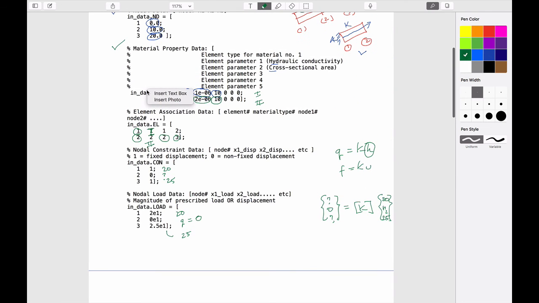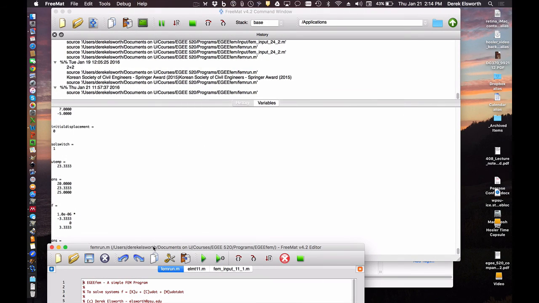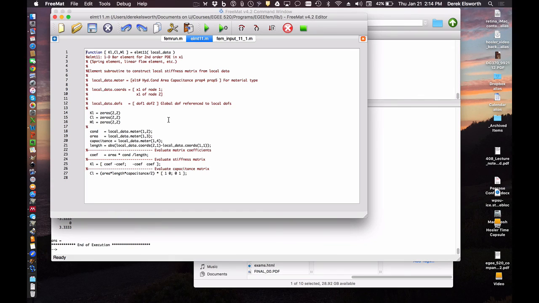We've run out of time, but just in case you want to mess around with this, because you can, this uses FreeMat, and all these 3 programs are loaded in there. The master code, the input data file we've just looked at, and the element subroutine which we haven't looked at. But if you look at this, you'll see exactly what it is. We calculate what the conductance matrix is from the area, the conductivity, and the length. We make sure it's 1, -1, -1, 1, and then we send it back to the main program.